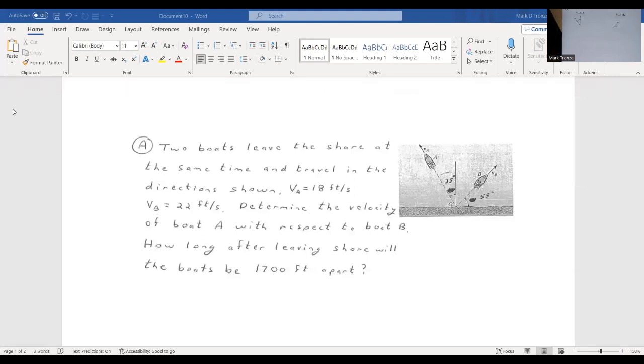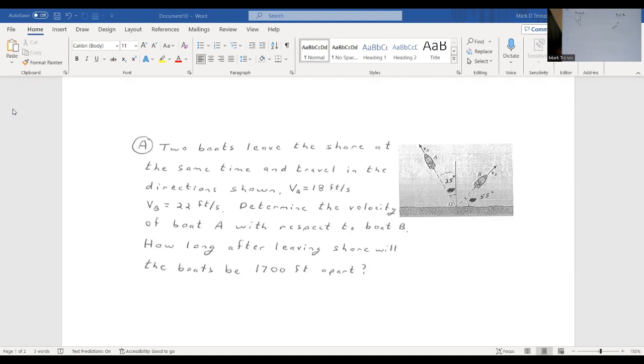So let's take a look at this problem. It says that two boats leave the shore at the same time and travel in the direction shown. The velocity of boat A is 18 feet per second. Velocity of boat B is 22 feet per second. Determine the velocity of boat A with respect to boat B.